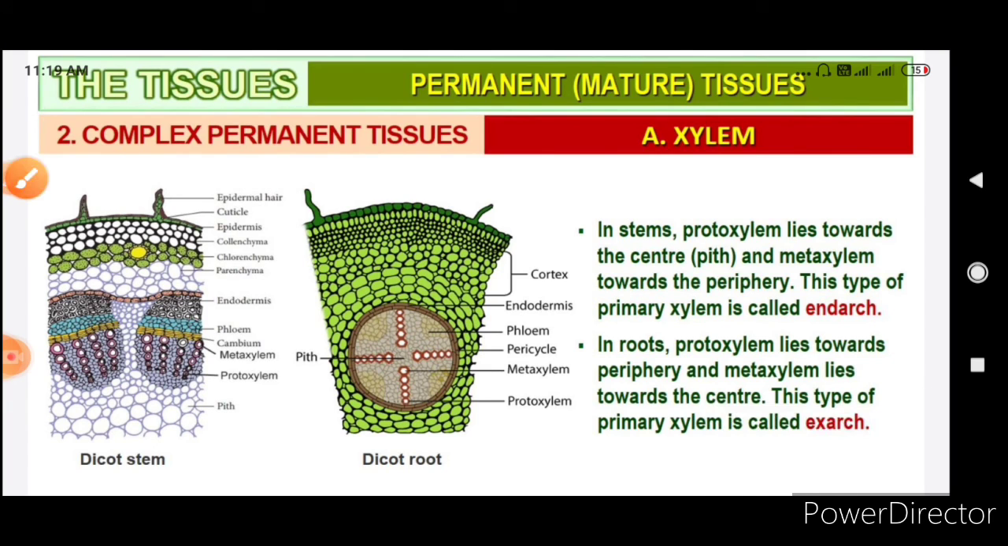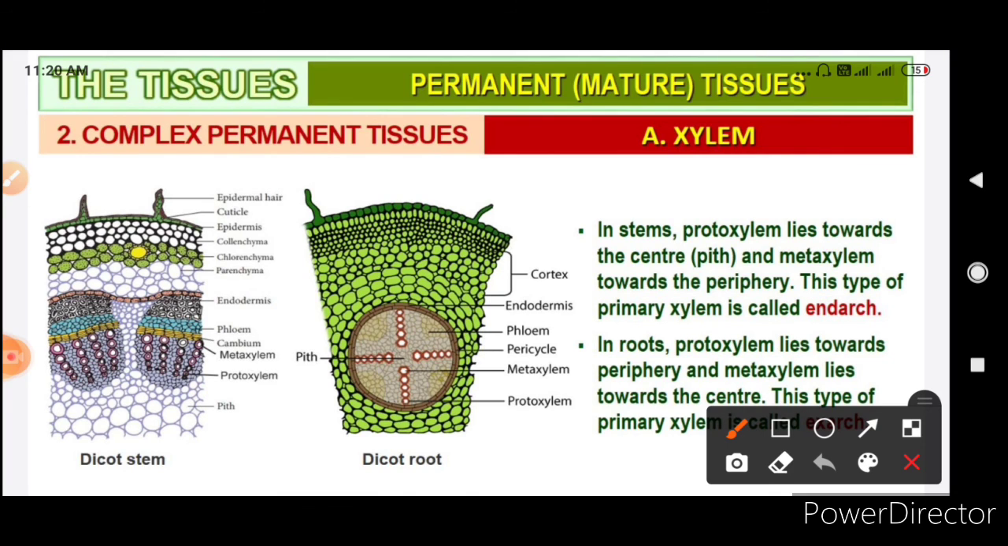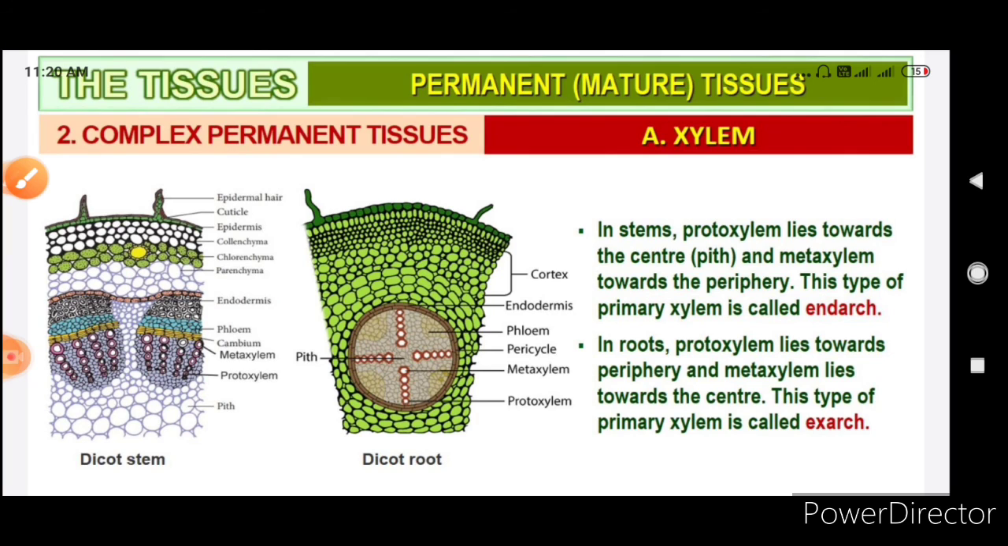In roots, the protoxylem will lie towards the periphery and metaxylem lies towards the center, and this type of primary xylem is called exarch. You can see here in the diagram, this is the metaxylem and this is the protoxylem when we are talking about stem, so it is an endarch condition. When we talk about root, we'll see that metaxylem is present at the center and protoxylem at the periphery, so this is the exarch condition. This we'll learn when we learn about the anatomy of the stem.